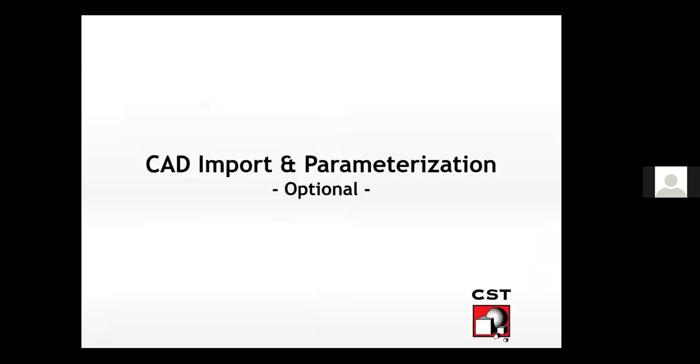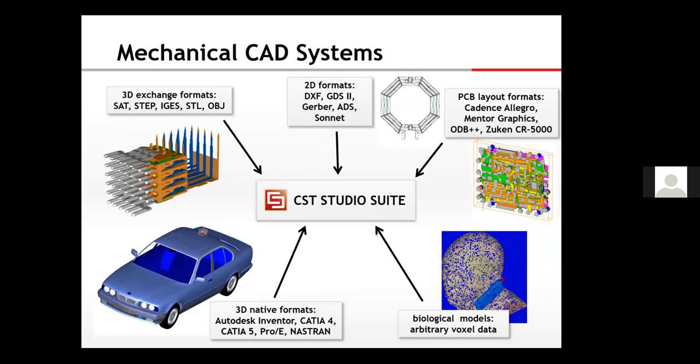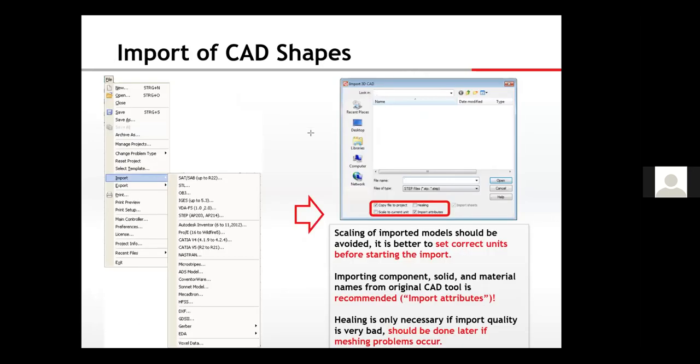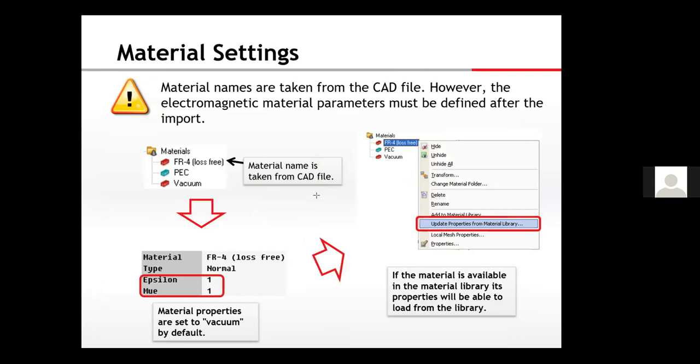Now let us go to CAD import, and parameterization is optional. Here is a human body, a 3D native format of anything. You can import all of this in CST Studio Suite, where the import and export menu is there, from where you can either import it or export it. You should go to new import and choose the SolidWorks model. The SolidWorks models, including human body related ones, are also provided, so you can choose and import it. This is a very, very powerful tool. In material settings also, you can update and change the properties of the material. This is very, very useful.